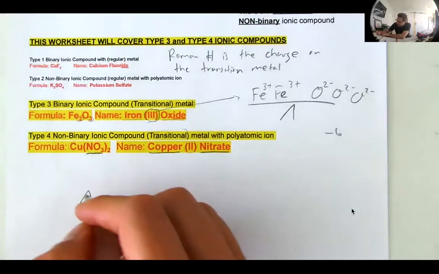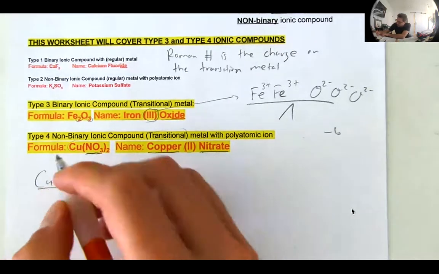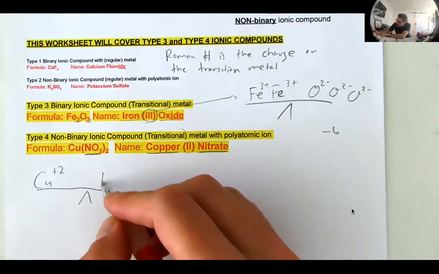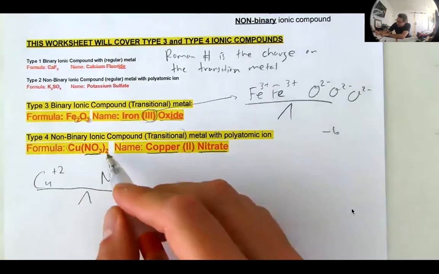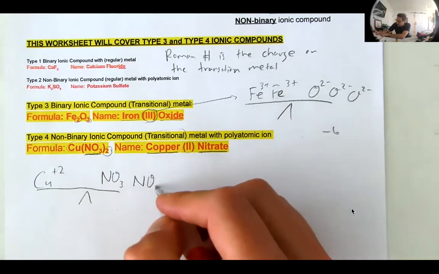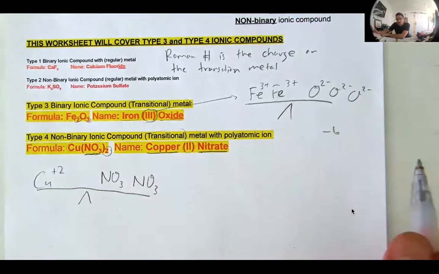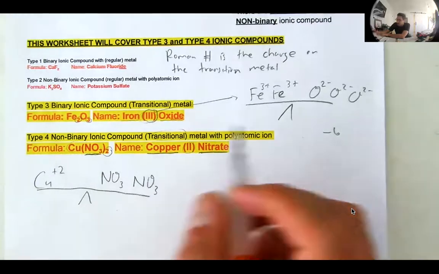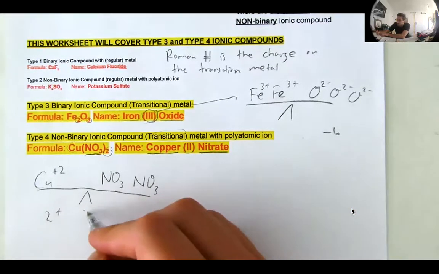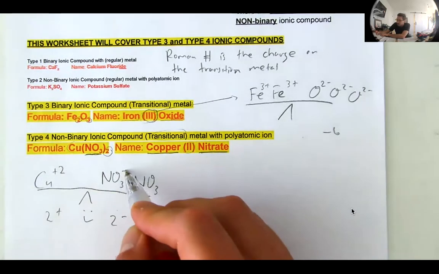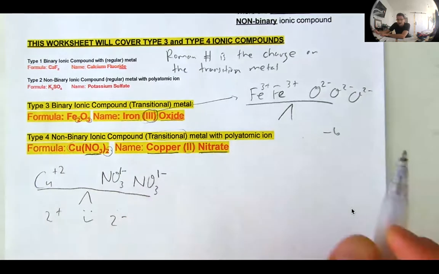So let's put it on our balance beam. Copper has a positive 2 charge. And here's nitrate. It shows that there's 2 of them in this ionic compound, so I have to have another nitrate. Say you were not looking at your common polyatomic ion chart. What charge do you think each nitrate has? Well, 2 positives must balance out with 2 negatives, right? Since we have 2 nitrates, that means each nitrate can have a 1 minus charge.